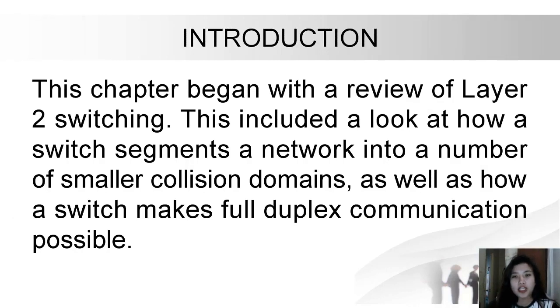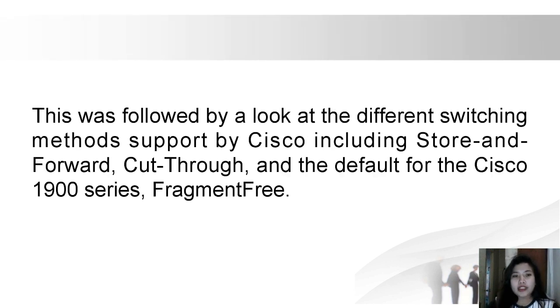This chapter began with a review of layer 2 switching. This included a look at how a switch segments a network into a number of smaller collision domains, as well as how a switch makes full duplex communication possible. This was followed by a look at the different switching methods supported by Cisco, including store and forward, cut-through, and the default for the Cisco 1900 series, fragment-free.